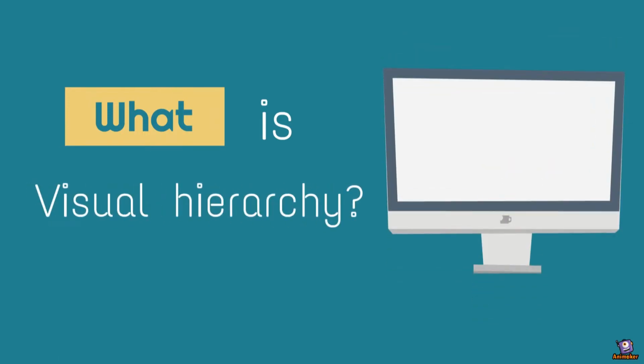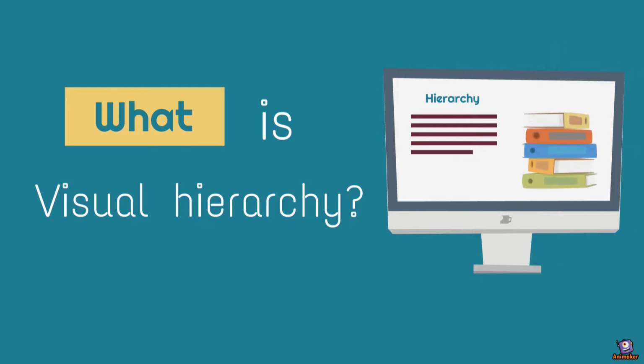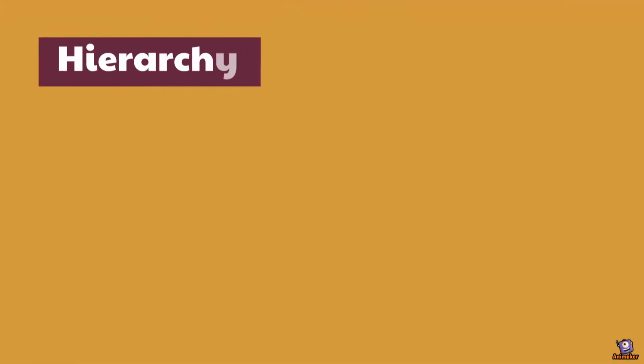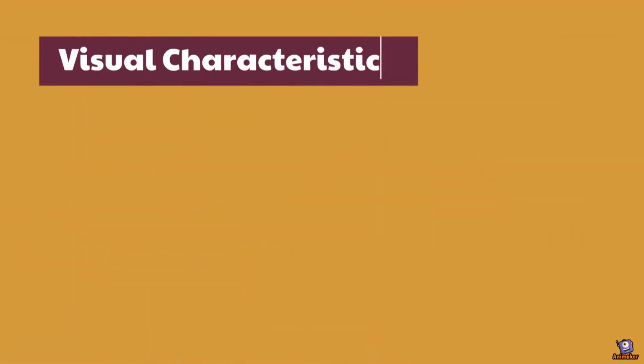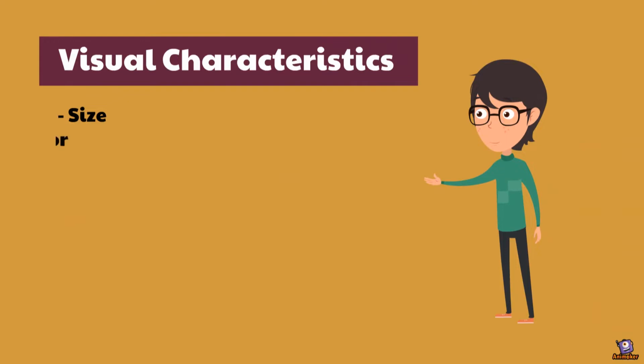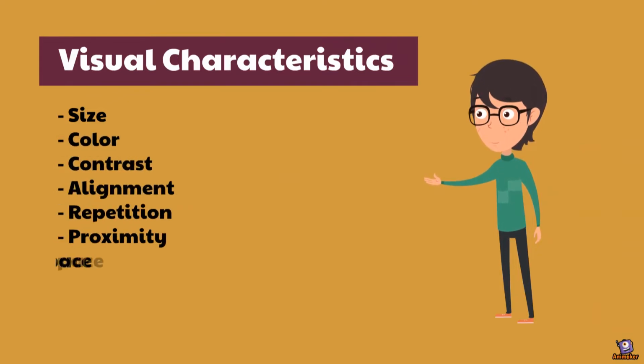One article I found on Instructional Design Foundation's website gave us a definition of hierarchy. It says, visual hierarchy is the order in which a user processes information on a page. Its function in user interface design is to allow users to understand information easily. A designer can use visual characteristics to influence users' perception of the information, such as size, color, contrast, alignment, repetition, proximity, white space, texture, and style.